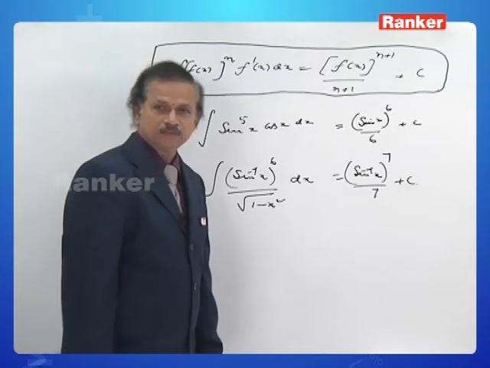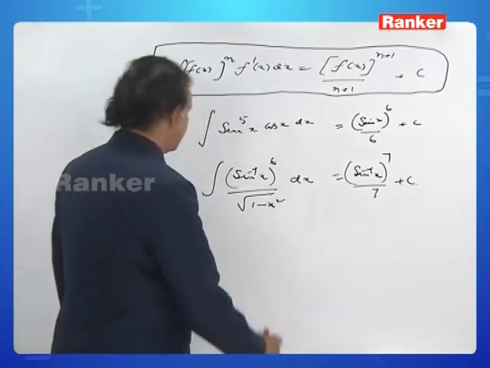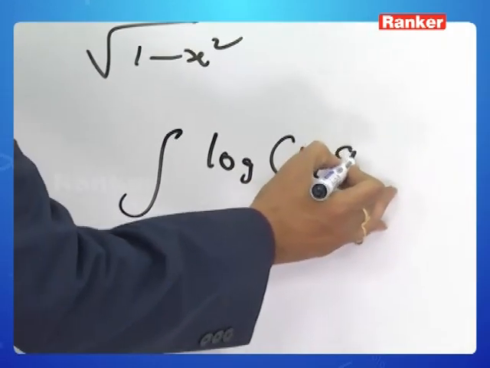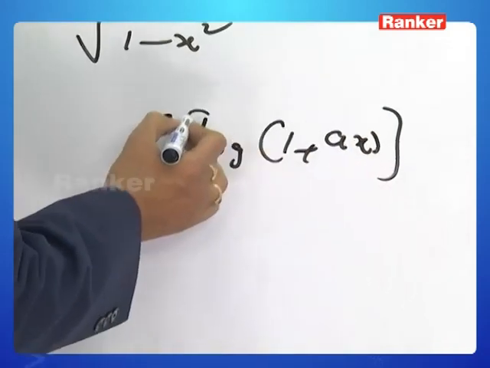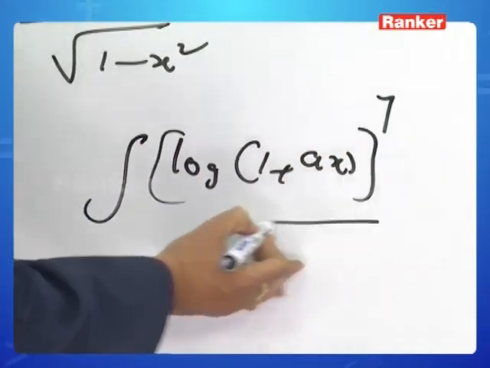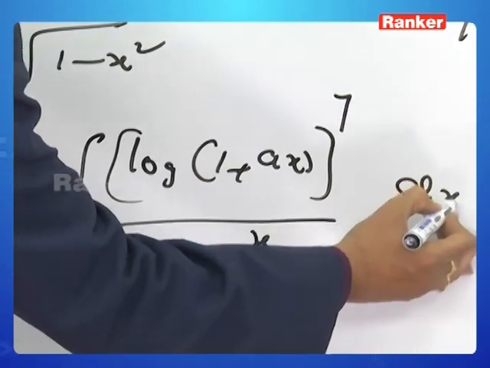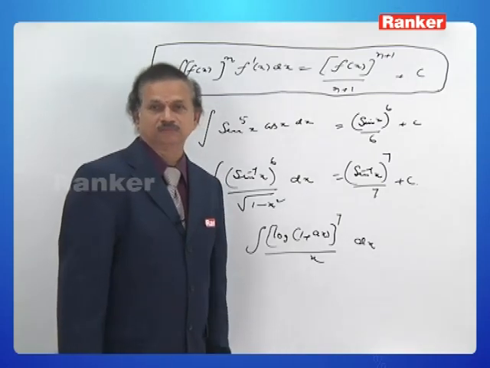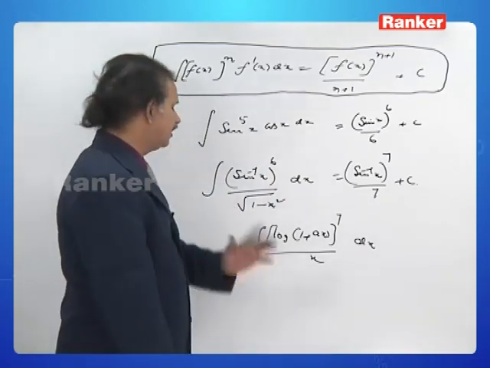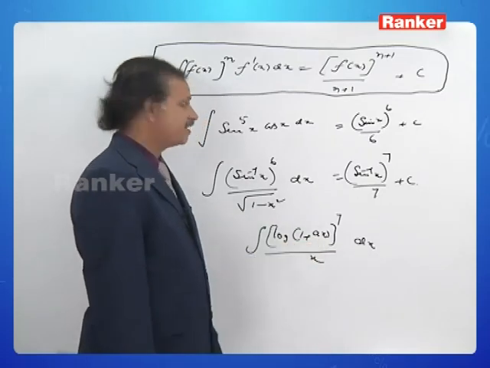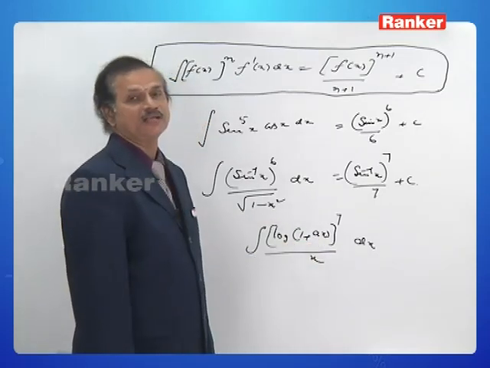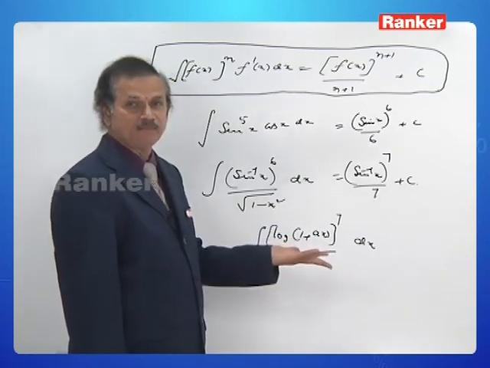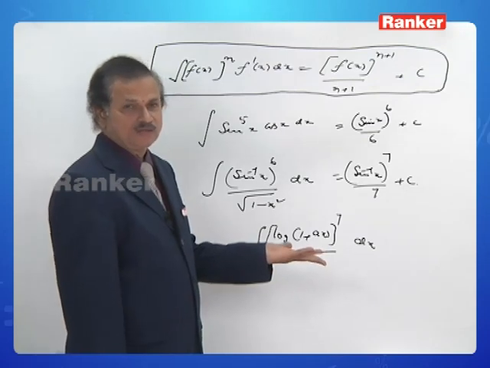Likewise, we shall have so many applications to this. Integral of [log(1 plus ax)]^7 by x dx. A is positive, of course. A is positive. It has been given. What is the answer? Come on, this is the function. And what is the derivative? 1 by 1 plus ax. Is it available? No, it's not available.